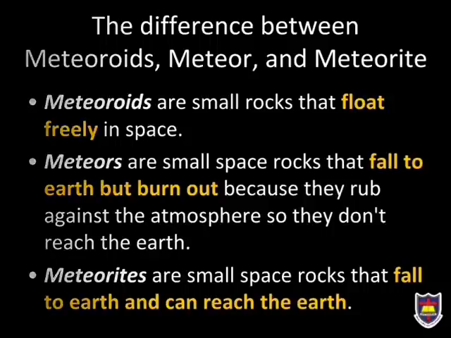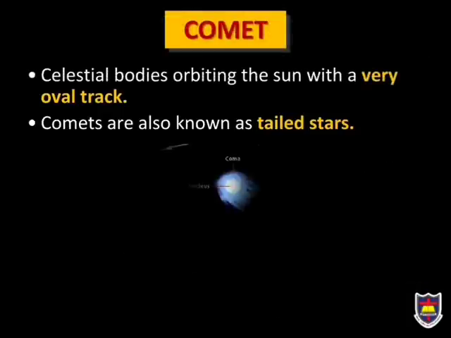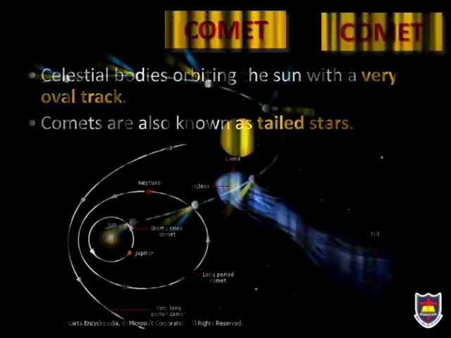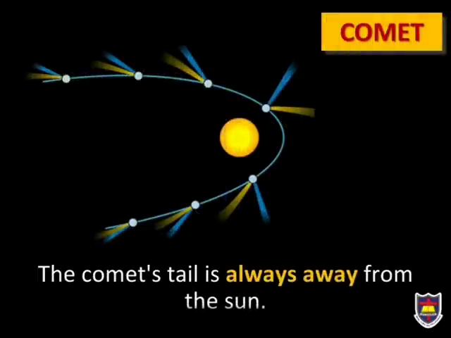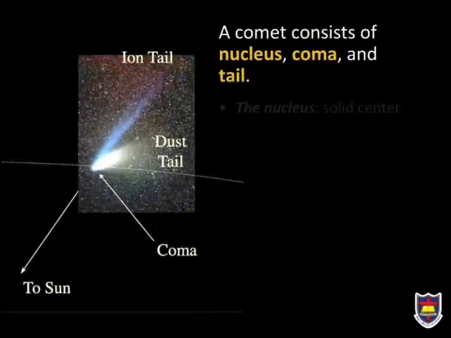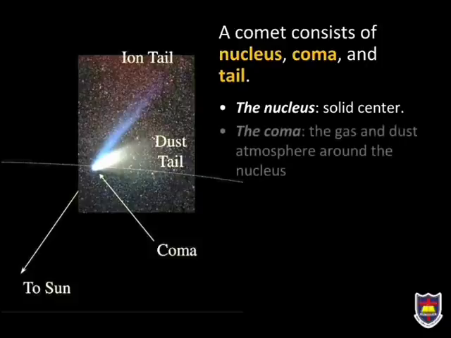Next, we will learn about the comets. Comets are celestial bodies orbiting the Sun with a very oval track. Comets are also known as tailed stars. The comet's tail is always away from the Sun. A comet consists of nucleus, coma, and tail. The nucleus is the solid center. The coma is the gas and dust atmosphere around the nucleus.